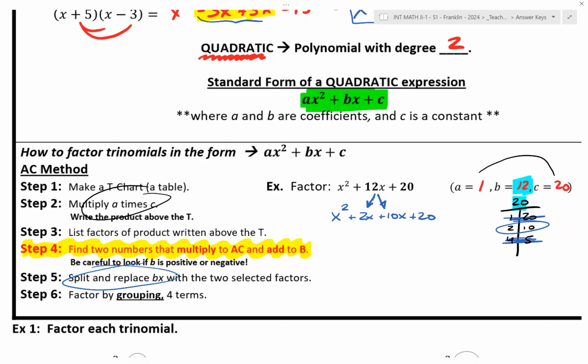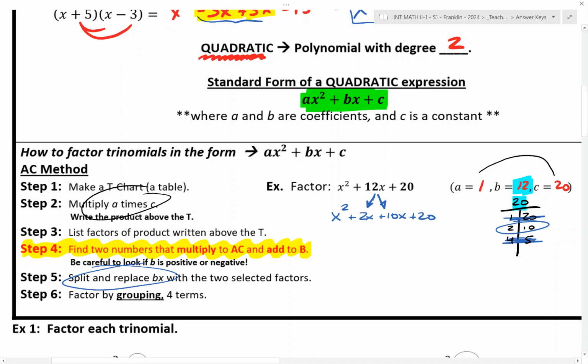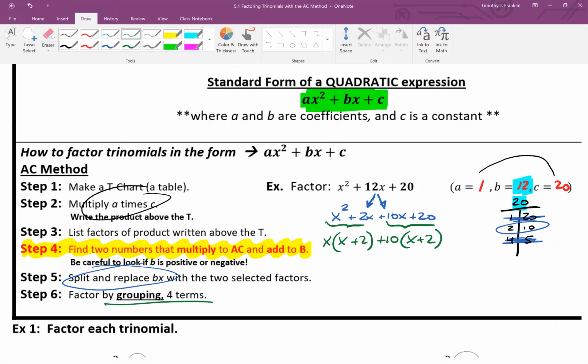Those two numbers are 2 and 10. So we're going to split the middle term, kind of undo that combining like terms step when you multiply. And now we can factor by grouping, so we have 4 terms. So the first group and the second group, take a GCF out of each one. We've done this before. First 2 terms, GCF is x, so x plus 2 is left over. Second 2 terms I can take out a 10, so x plus 2 left over there.